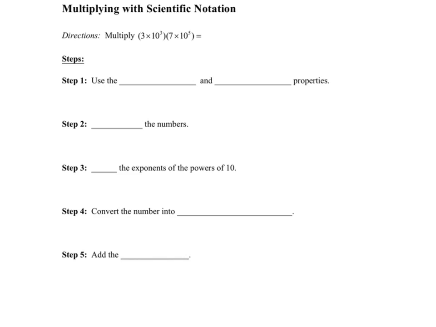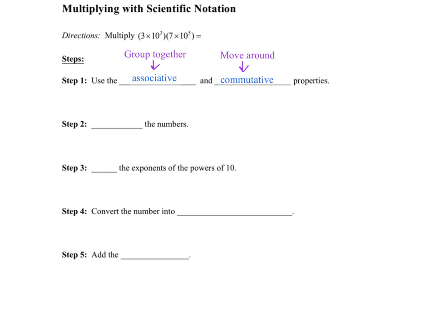So our first step, step 1, is to use the associative and commutative properties. Let's refresh what that means. Associative means we're going to group our like terms together. Commutative means we are moving the terms around.